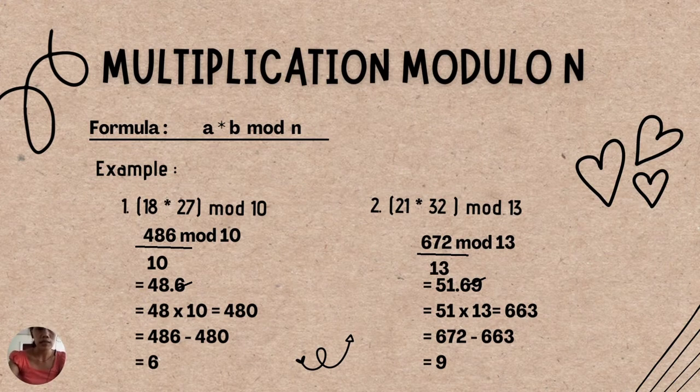Next, number 2, 21 times 32 mod 13 equals 672, divided by 13 equals 51.69. So 51 times 13 equals 663. 672 minus 663 equals 9. So 9 is the remainder of 21 times 32 mod 13.